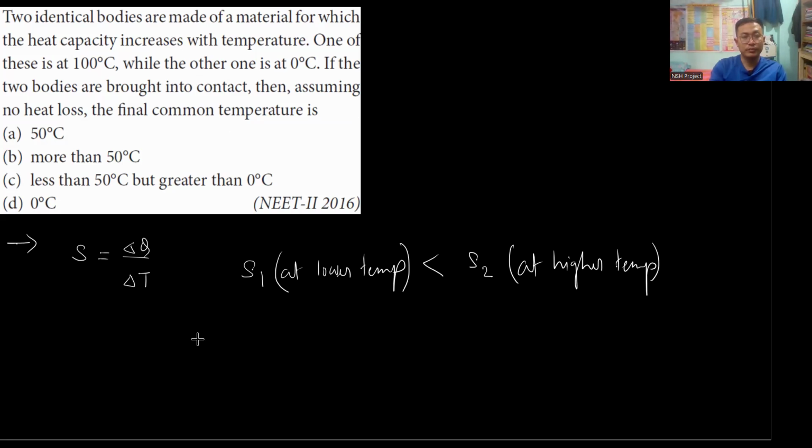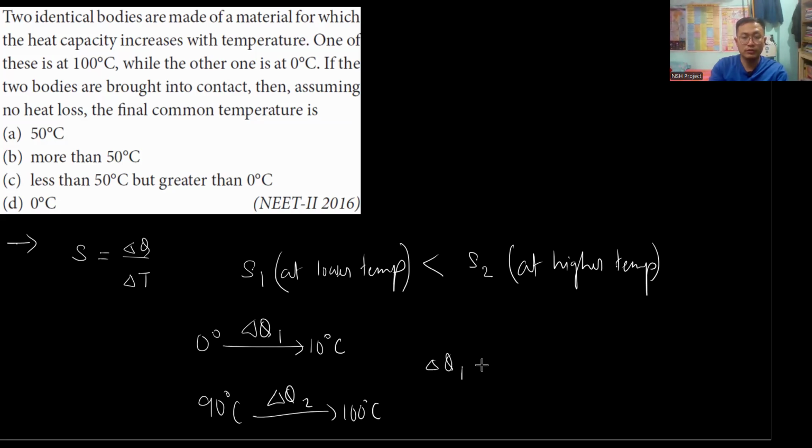Let's say for example, to change from 0 degrees Celsius to 10 degrees Celsius, the amount of heat required is delta Q1. And to change from 90 degrees Celsius to 100 degrees Celsius, in the same way, let's say delta Q2. Now delta Q1 will be much smaller than delta Q2. So at higher temperature we have higher heat capacity.